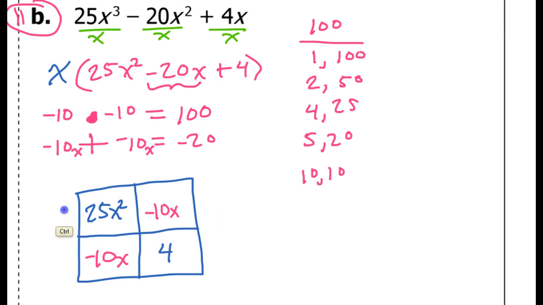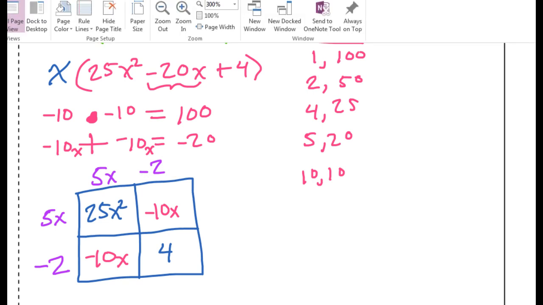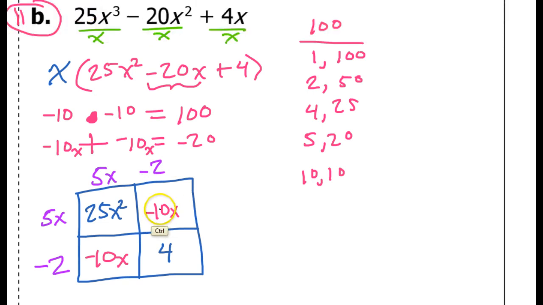So the GCF of the top row is 5x. The GCF of the bottom row is negative 2. I'm calling it negative 2 because the first term is negative. The GCF of the first column is 5x. And the GCF of the second column, again, will be negative 2. And again, whoops, I put an x. Again, I'm calling it negative 2 because the first term is negative.